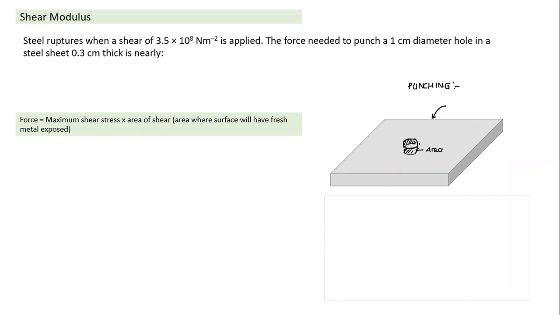So if you keep a rod here, or something like a punching machine, and you do not apply adequate pressure, it will not shear through the plate. You need a particular force here, and the force is really large. If I apply that force, it creates shear stress along the surface and it makes a hole here. So force is equal to maximum shear stress into area of shear. And what is the area of shear? The area where the surface will have fresh metal exposed. So area will be equal to perimeter into thickness. That's whenever we come across this question.